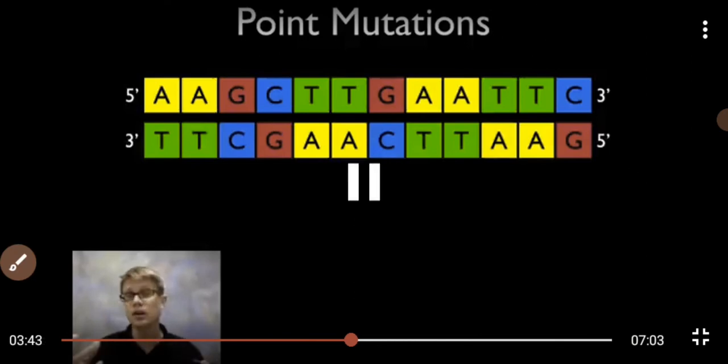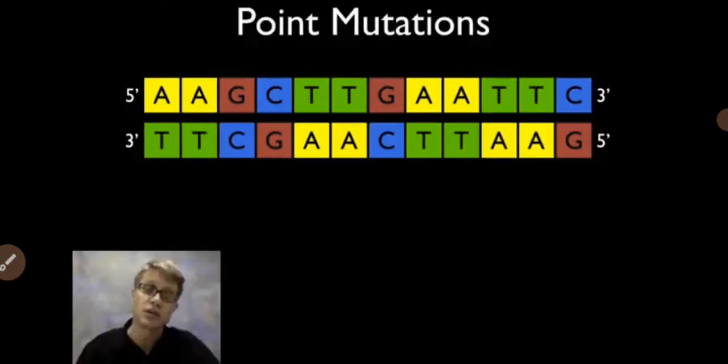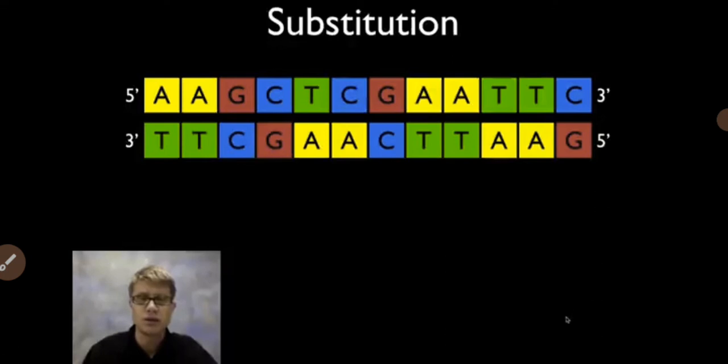Or we can have larger mutations where big chunks of the chromosome are being moved. And so let's look at the first type of point mutation. So if I go and mutate, I don't know if you caught that, let's try that again. This is called a substitution mutation. So right here we've added a C instead of a T.